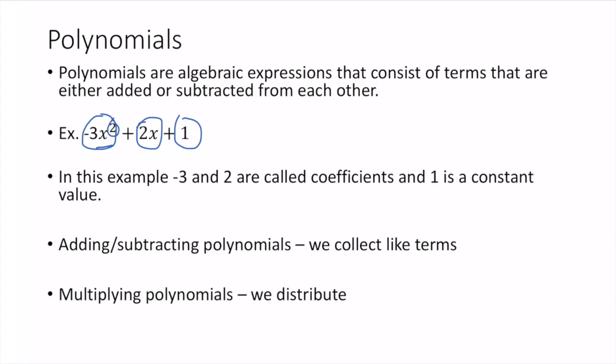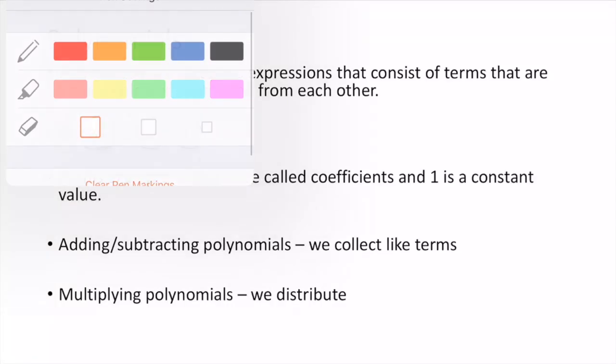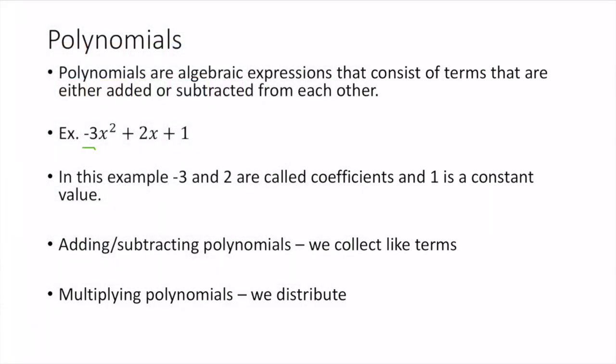In this example here, the coefficient of x squared is -3. The coefficients are just the leading number in that term. So the coefficient of x squared is -3. The coefficient of x is 2. And then we have the 1, which is a constant value, which means it doesn't change. It doesn't have a variable attached to it. When we're adding and subtracting polynomials, we collect like terms. And when we're multiplying polynomials, we distribute. So we'll get into some of those examples.